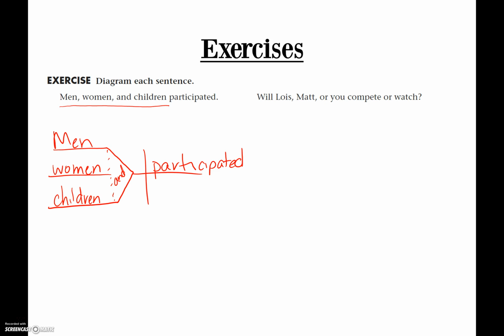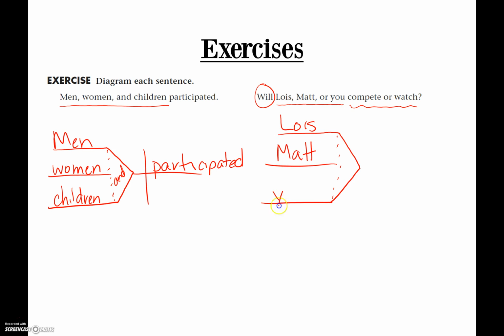All right, this next one is a question, so we're going to be diagramming it just like a statement, even though that means mixing up the words a little bit. Will Lois, Matt, or you compete or watch? We have our compound subject there, and we also are going to have a compound verb with a helping verb will. So this one's going to have our 3 prongs on the subject side, Lois, Matt, you, and our or.